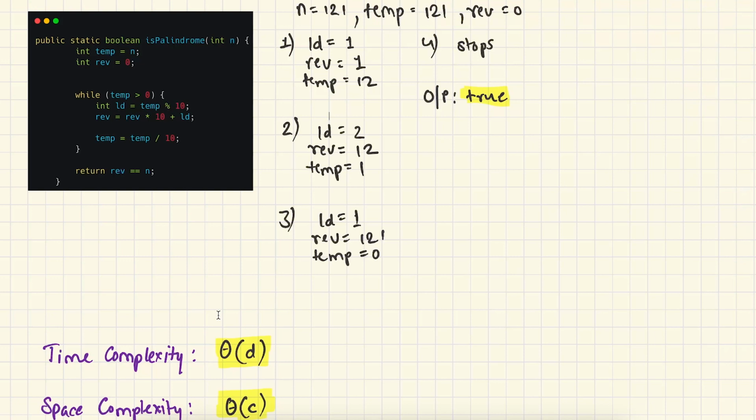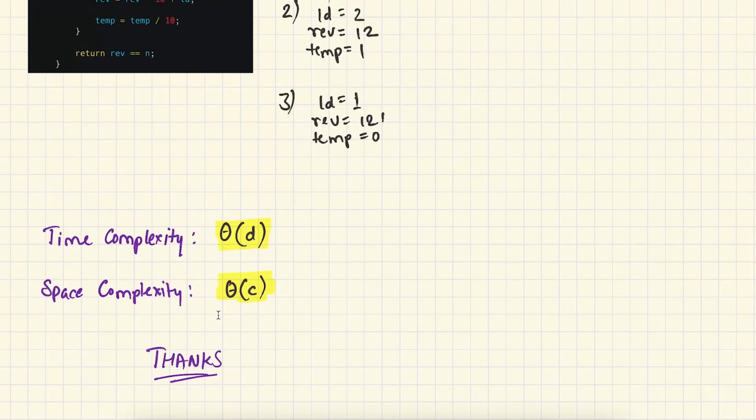Now what about the space complexity? In this function we only need space to store the temporary variable, the reverse variable and the last digit variable. So basically we need 3 memory spaces to store these 3 variables. So 3 is a constant, and we are not using any extra space other than this. So we can say that the space complexity of this function is going to be theta of c, that is constant. I hope you got it.